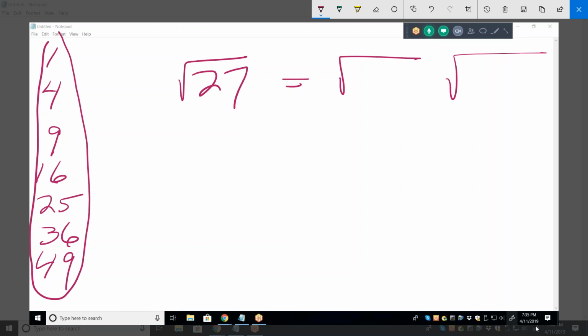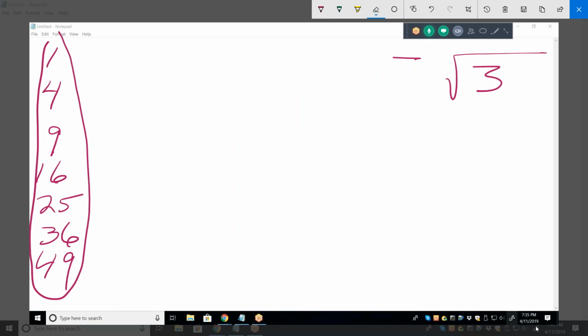Factor 27. 9 and 3. And always put the perfect square number first. What's that become? 3 root 3. 3 root 3. Okay?